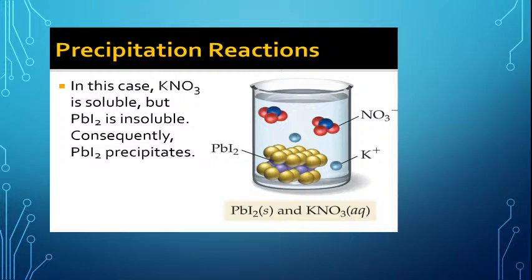That's why you can see a solid separate out. What is the color of this? Yellow. Okay, so that's why we can see yellow precipitate. So what will be the product in this reaction? Lead iodide and potassium nitrate.